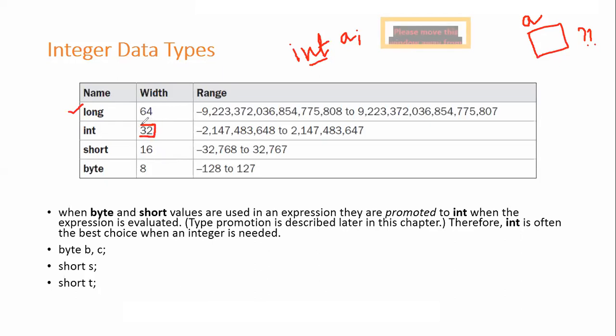Here they are represented in terms of bits. They are telling that int is going to occupy 32 bits. They have written all these values in terms of bits. Okay, so 32 bits is nothing but 4 bytes. So for variable a, 4 bytes of memory is allocated. So as per this chart, which is correct, as per Java, integer is going to occupy 4 bytes of memory.